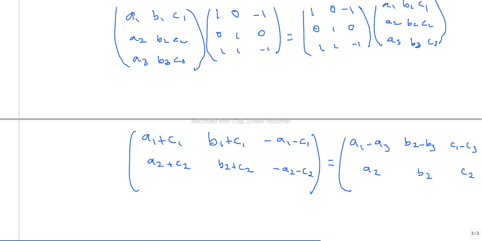Therefore, okay, anyway we can come now to the last equation. Now if you multiply this matrix, we get A3 plus C3, and then B3 plus C3, and then minus A3 minus C3. Now if you multiply here, we get A1 plus A2 minus A3, and here B1 plus B2 minus B3, C1 plus C2 minus C3. So this matrix should be equal.